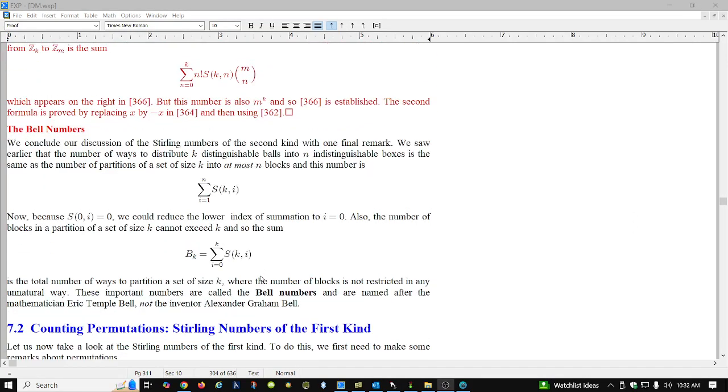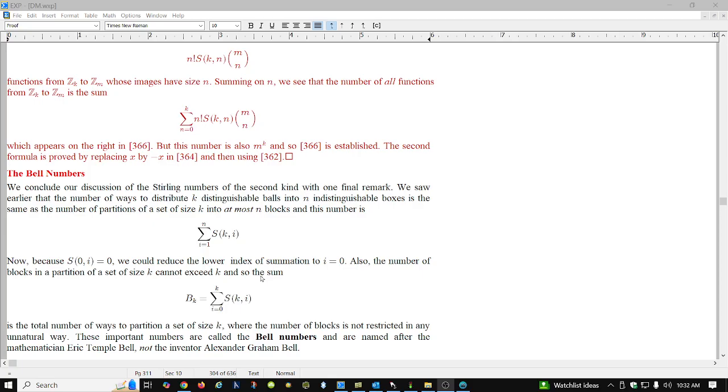Finally, we saw earlier that the number of ways to distribute k distinguishable balls into n indistinguishable boxes is the same as the number of partitions of a set of size k into at most n blocks. At most, because blocks have to be non-empty, boxes can be empty. And that was this sum.